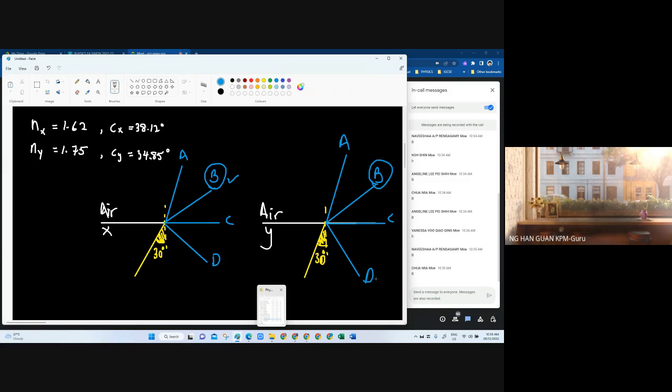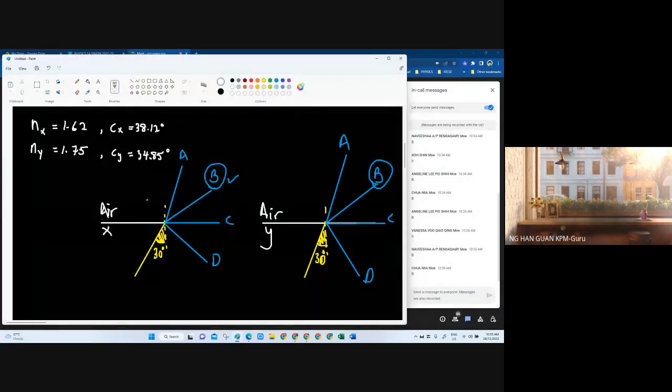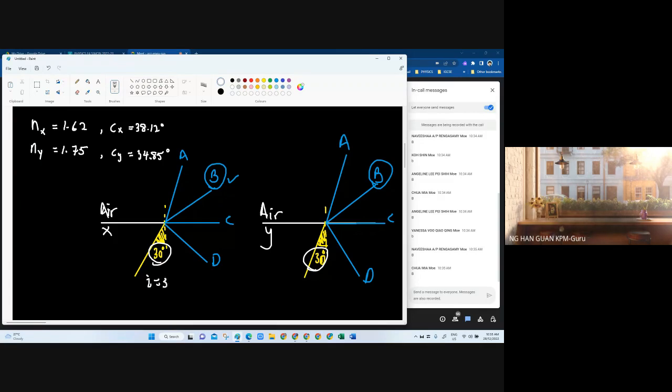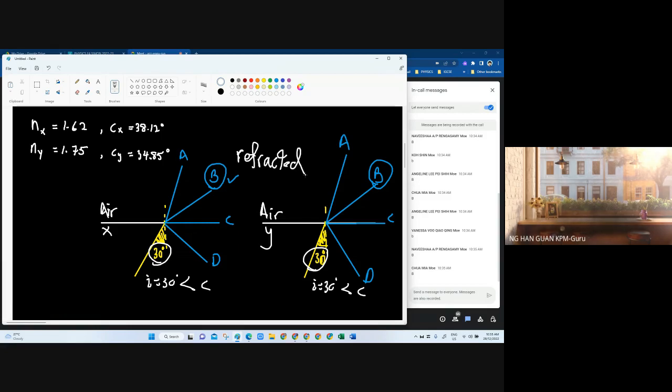Because both are 30-degree, okay? Both incident angles of 30-degree are less than the critical angle. When less than the critical angle, the light will be diffracted. So that's why we choose answer B.